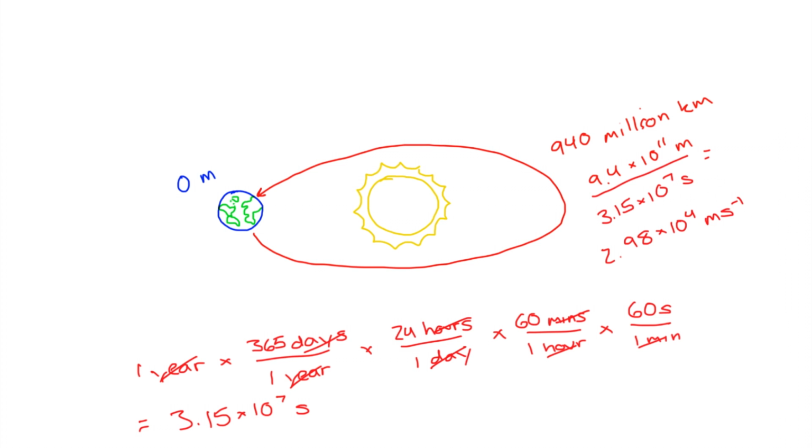But let's go back over to displacement. Now, the displacement is still 0. So it doesn't matter how long it took to get back to its initial position, the displacement is still 0. So even if it traveled all that distance in 1 second or 3.15 times 10 to the 7 seconds, it wouldn't matter. It would still always be 0 meters per second in terms of its velocity.